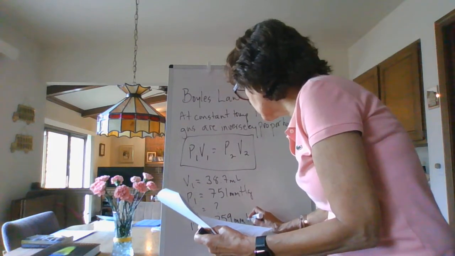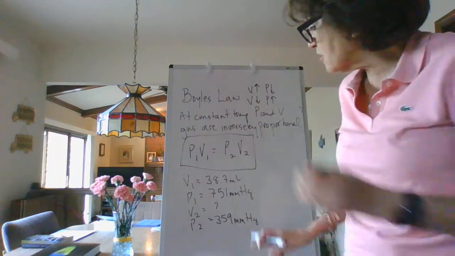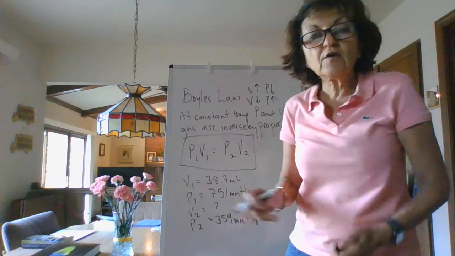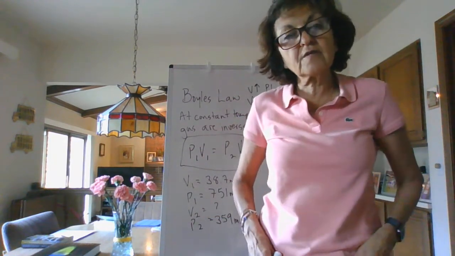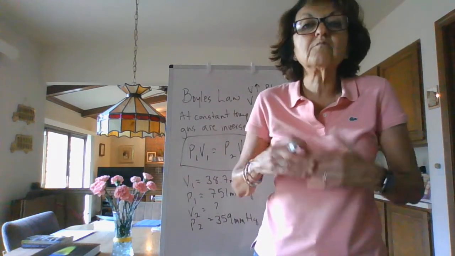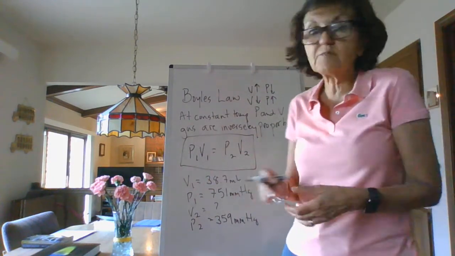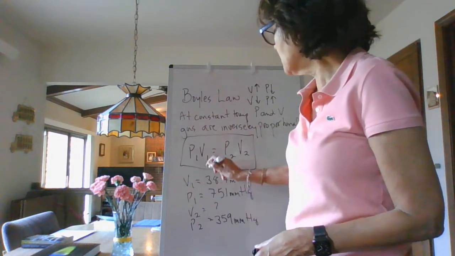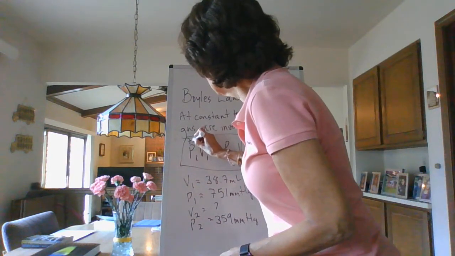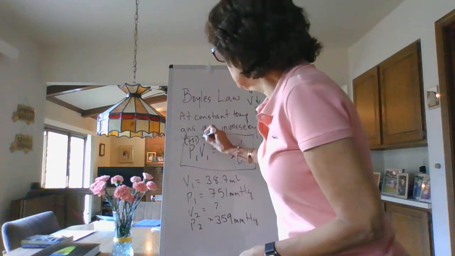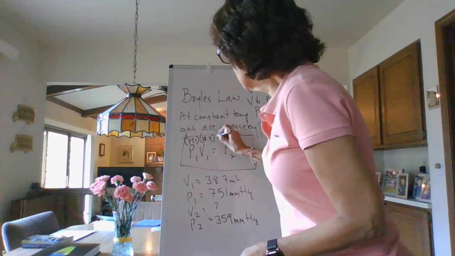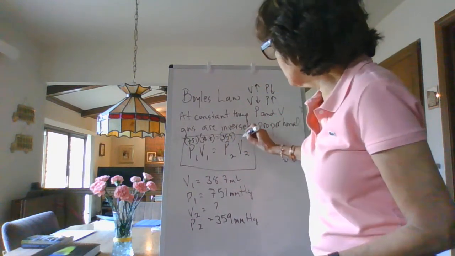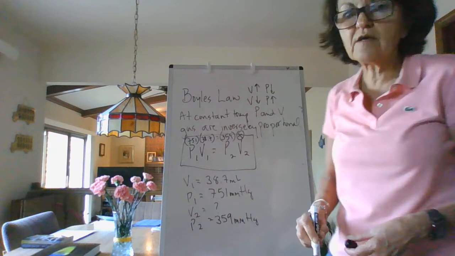So without doing any math, just look at it. What have you done to the pressure? It's gone from 751 down to 359. So what do you expect to happen to the volume? If you reduce the pressure, that means the volume must have increased. So your final answer has to be more than 38.7. You plug in the numbers over here. So we're going to put 751 over here, and 38.7 is equal to, P2 is 359, and then this is your unknown, X is V2.